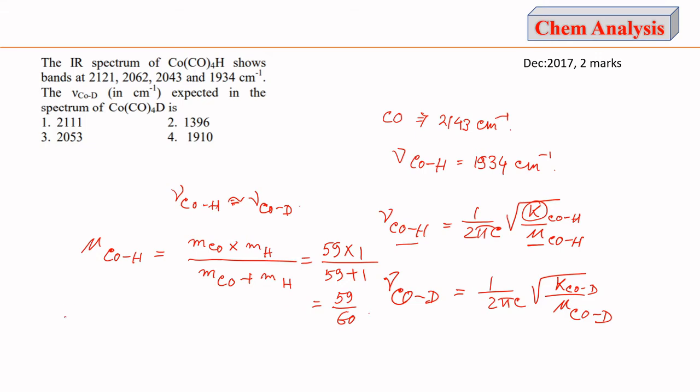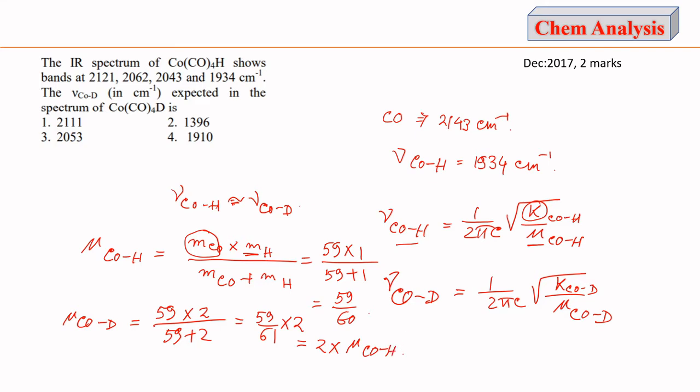Now similarly for the cobalt-deuterium bond, here will be the mass of cobalt, 59, and here the mass of deuterium, which is 2, and in the denominator there will be 59 plus 2. So we can see that this is 59 into 2 divided by 61, which is near about double the cobalt-hydrogen reduced mass. So putting this value of the cobalt-deuterium reduced mass in this equation, we can get the value like this.